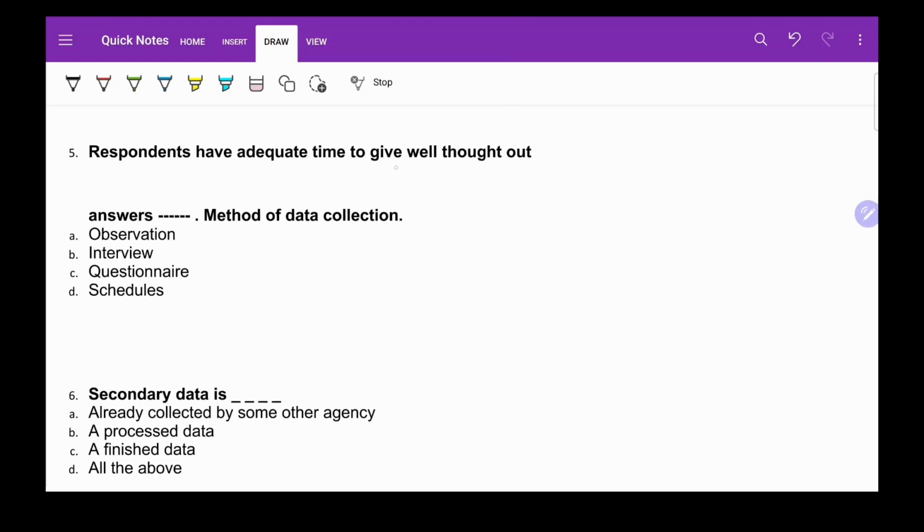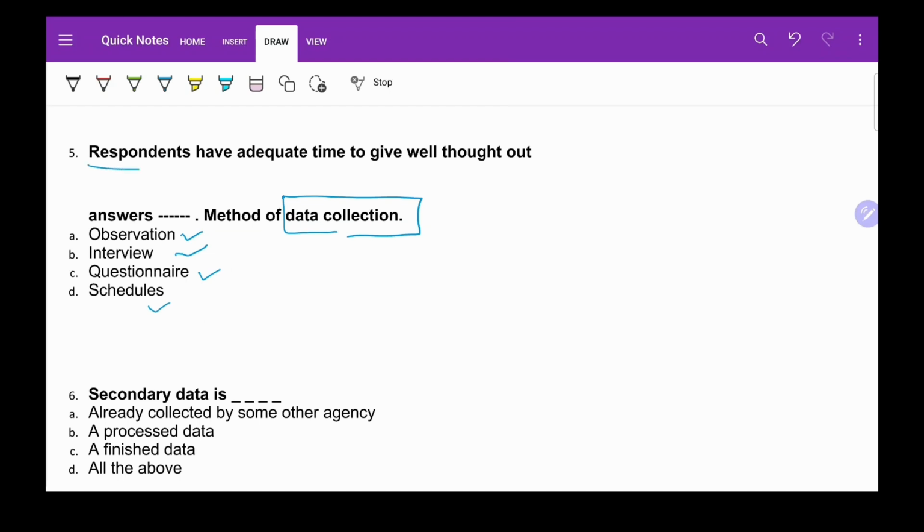Respondents have adequate time to give well thought out answers. In which method of data collection? The methods of data collection are observation. By observing a particular thing or experiment, we can collect the data, or by taking interview, or by questionnaire, or by schedules we can collect the data. There are different methods of data collection, as we know.